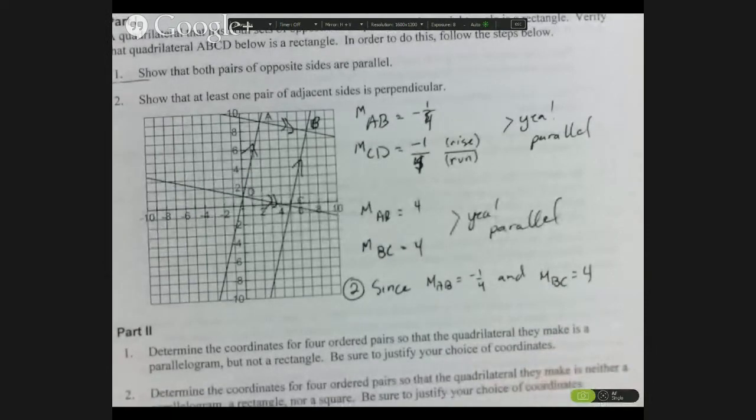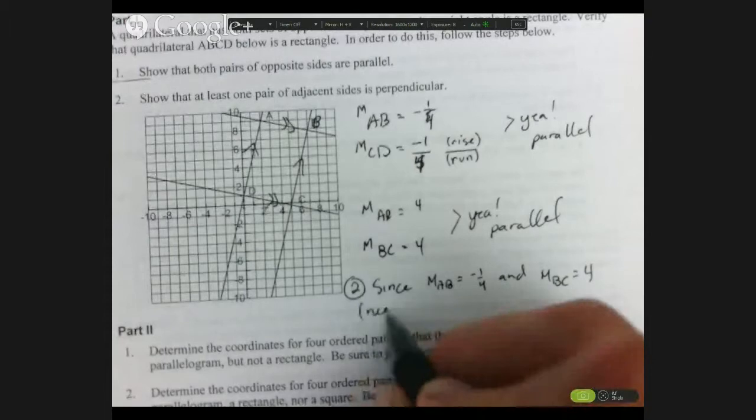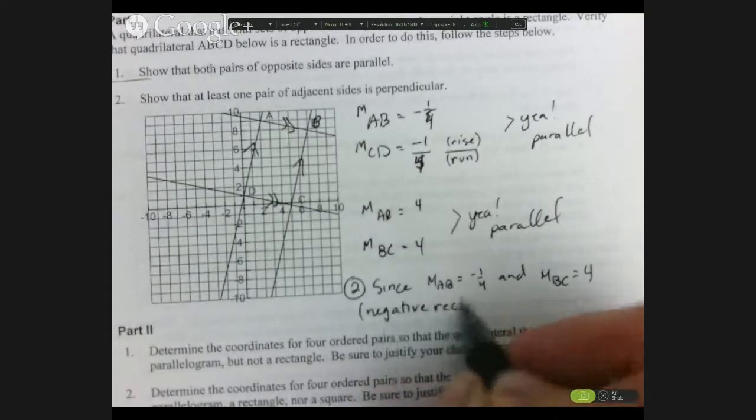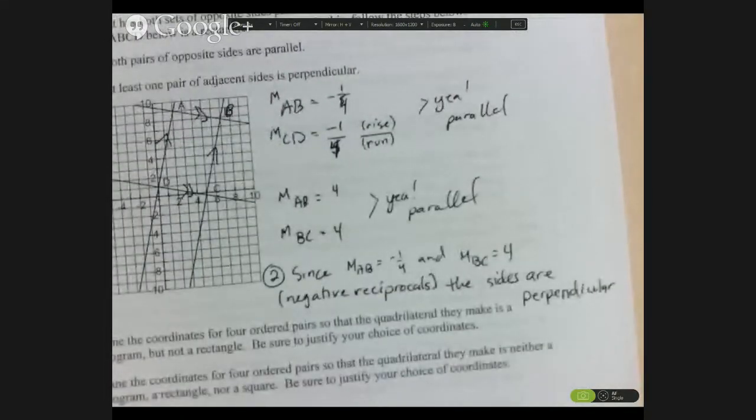So here's a reasoning sentence. Since the slope of AB is negative 1/4 and the slope of BC equals 4, we call those negative reciprocals. The sides are perpendicular. Okay, that is an exemplary reasoning sentence to show that they're perpendicular.